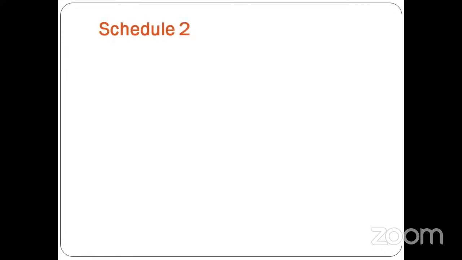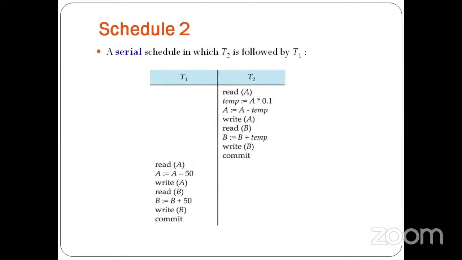Next, schedule 2. A serial schedule in which T2 is followed by T1. So first, T2's function is to transfer, right? Transfer 10% of balance from A to B, right? So first T2 will be performed. That is nothing but first the transaction will be performed by T2. So that is why T2 comes first.